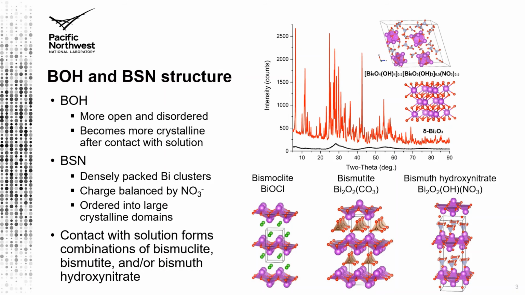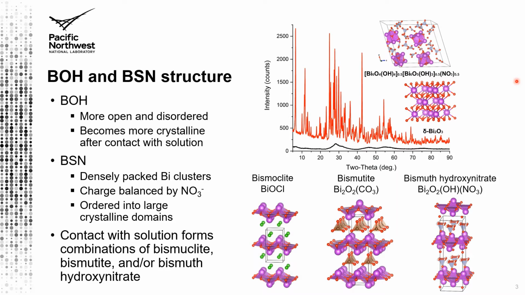In general, BOH is more open and disordered but becomes more crystalline after contact with solution. The BOH XRD pattern prior to contact with any solution is shown here in black, and the general structure is shown here with bismuth in purple and oxygen in red. BSN is comprised of tightly packed bismuth clusters charge balanced by nitrate. It's ordered into large crystalline domains. The BSN XRD pattern is shown in red, and the structure is shown here with bismuth in purple, oxygen in red, and nitrate in gray.